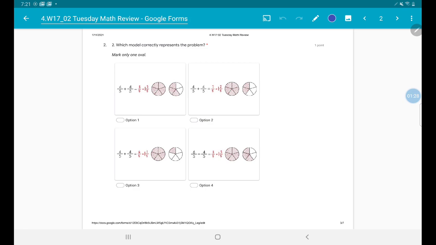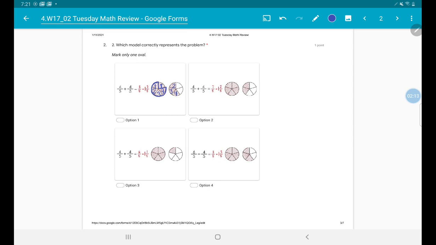Looking at the second one, it wants to know which model correctly represents the problem. 4/5 plus 4/5 equals 8/5, which is equal to or equivalent to 1 3/5. So let's check option 1 here. There's 1, 2, 3, 4 pieces shaded here, and we can tell that there's 5 in the whole. So if I look, I'm going to add another 4/5. 1, 2, 3, 4.